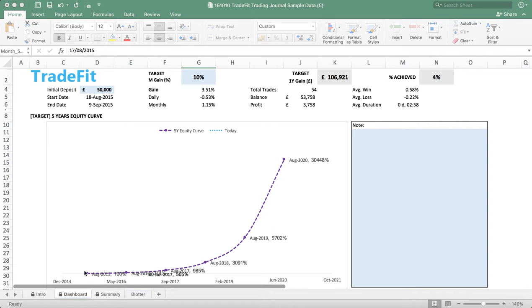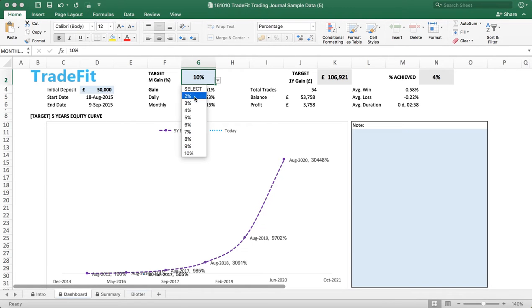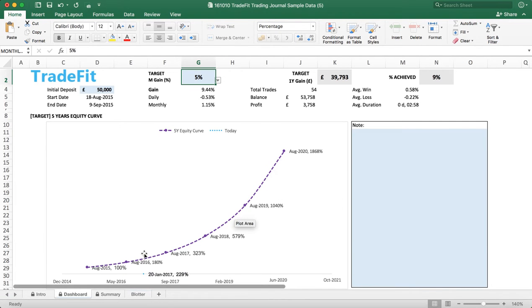We see here we have this really nice equity curve. This is our exponential target for our equity curve, and this can be adjusted in this little cell here. We click on this and we can change the percent. If we want to aim for 5% a month, we can do that. And then after that, what will happen is this equity curve will change. And you can see with 5% a month, we'll receive 1,868% in 5 years.